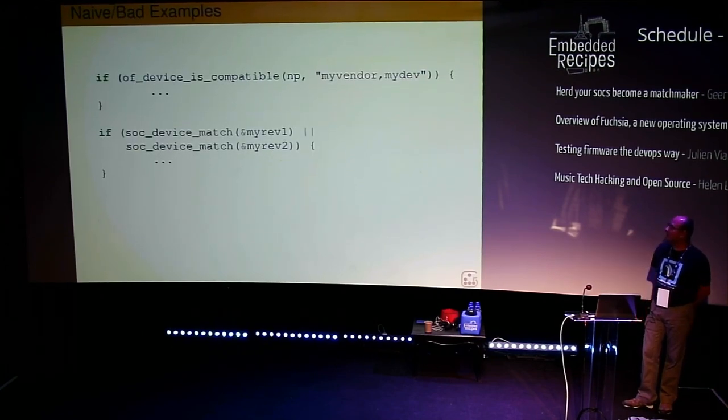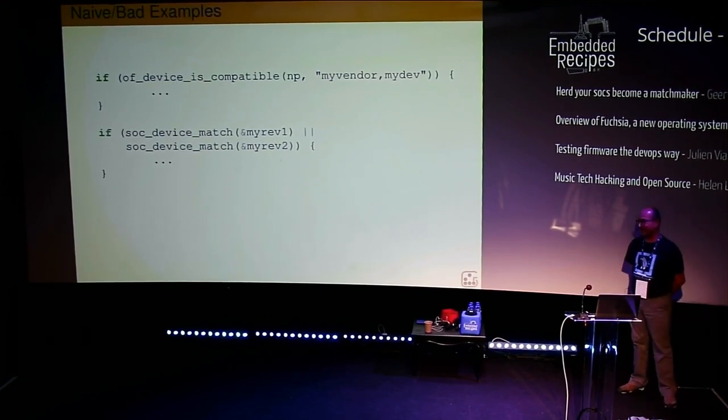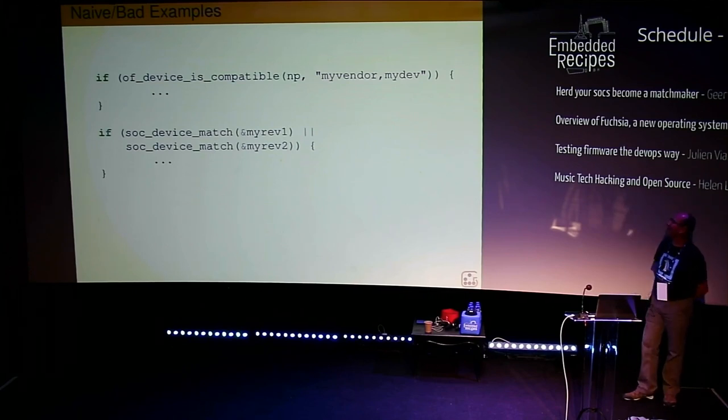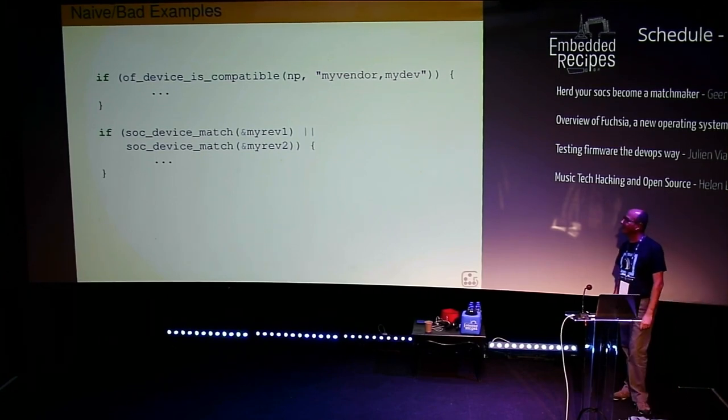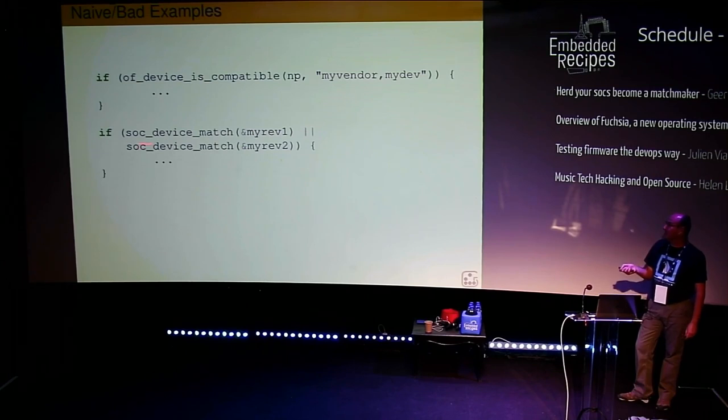So how are these things to be used? A very naive way to check from your driver if you're running on some specific instantiation of a device is to call of_device_is_compatible and check it there. It's not a super cheap operation, not super expensive either, but you don't want to sprinkle this all over your driver code because that makes it quite unmaintainable. Similar with soc_device_match, so this condition would first check, does my device match this or does it match that?